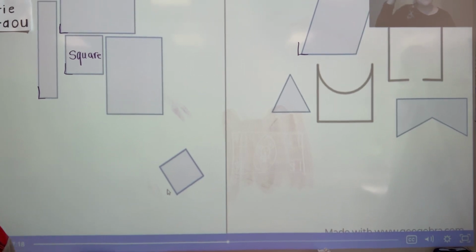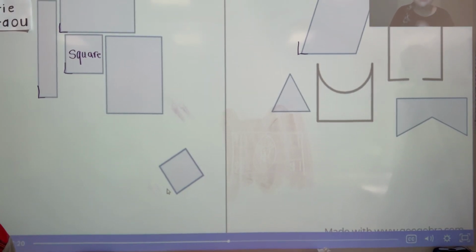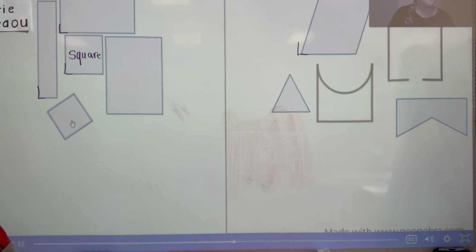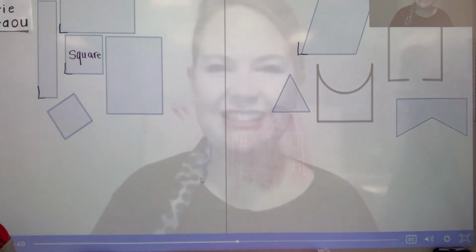Yes. I heard a friend say it looks just like a square, except it's tilted a little sideways. And I know a square is a rectangle. So let's put the square on this side with the other rectangles. Thank you for helping me sort all of my shapes.